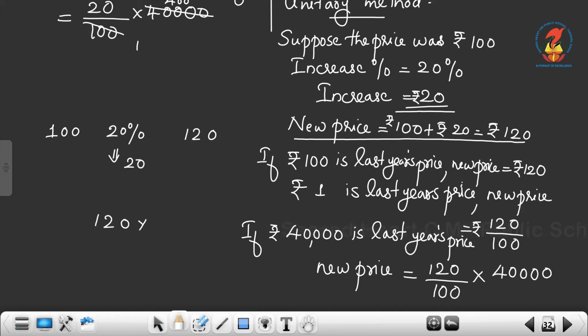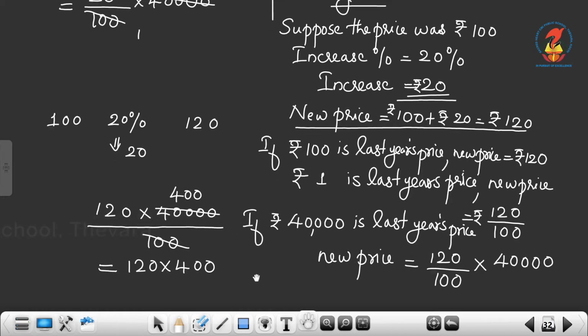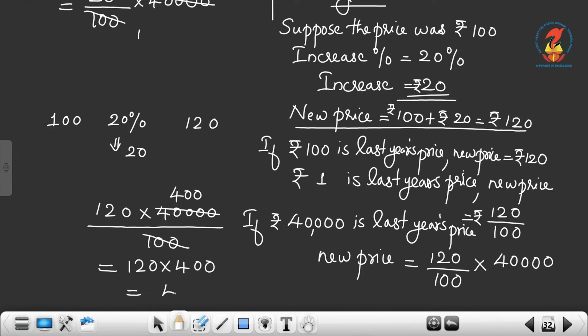So 120 into 40,000 divided by 100. We can cancel with 100. So here you will get 400. So 120 into 400. So the answer is, 12 fours are 48, and 48,000. Here we will get the new price. So the new price is rupees 48,000.